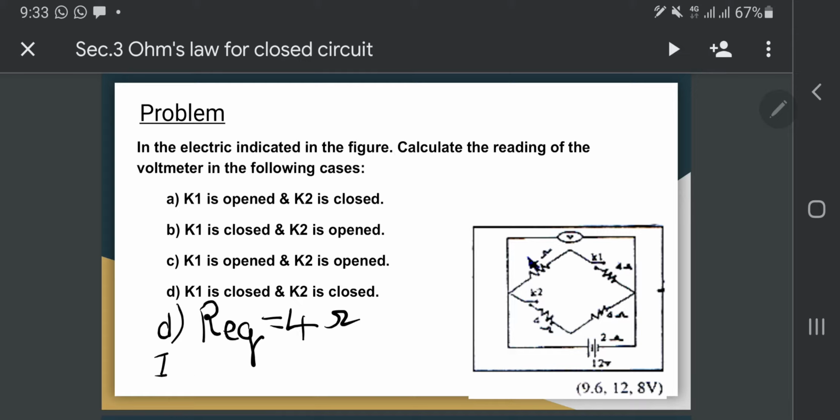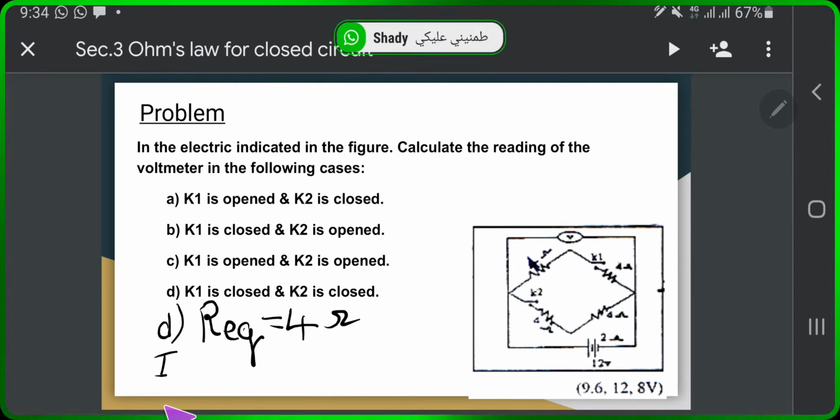So the current is different because the equivalent resistance is different at constant voltage. I am drawing a battery, so the battery is constant, so its voltage is constant, so I and R are inversely proportional. Since the equivalent resistance decreases from 8 to 4, the current increases.